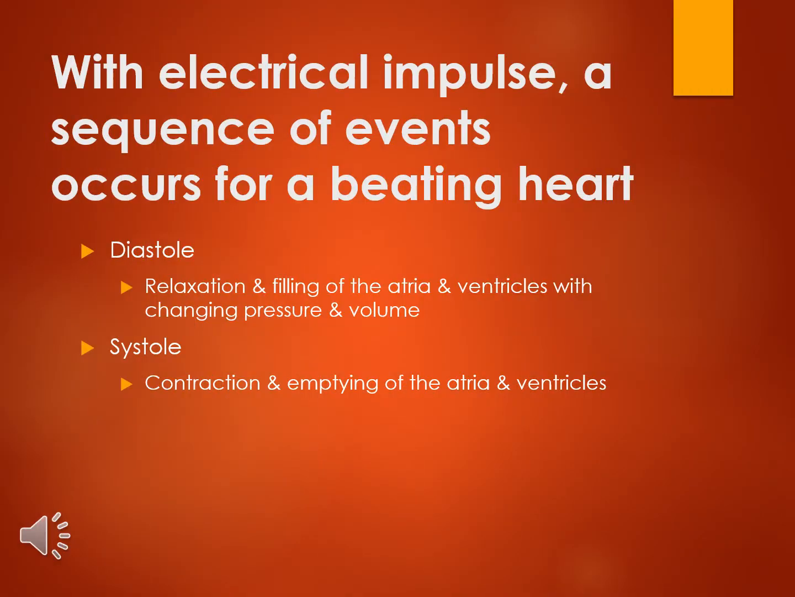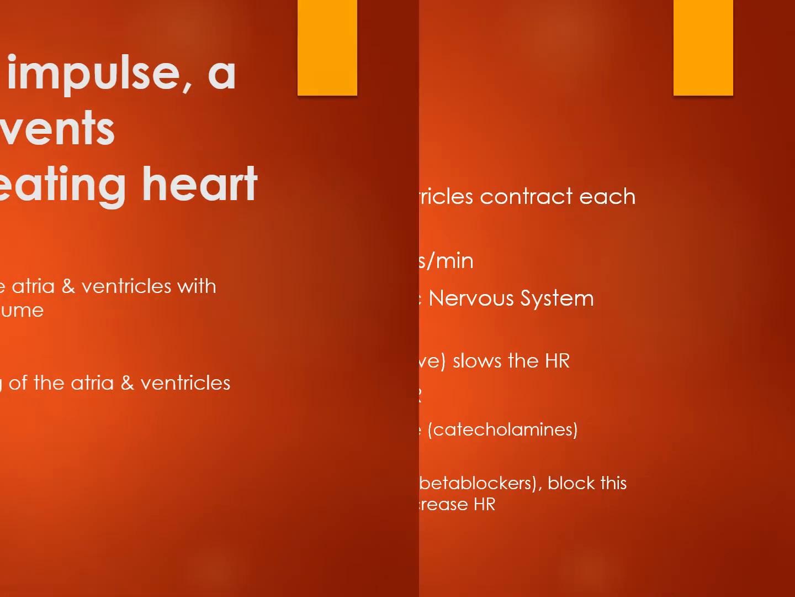With electrical impulse, a sequence of events occur for a beating heart. I probably should have flipped this around and put systole on the top, because we're kind of used to that being our top number, and diastole on the bottom. But systole is a contraction and the emptying of the atria and ventricles, and diastole is a relaxation and filling of the atria and the ventricles with the changing pressure and volumes.